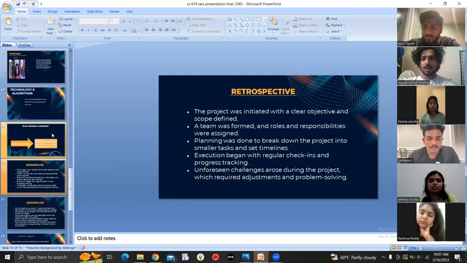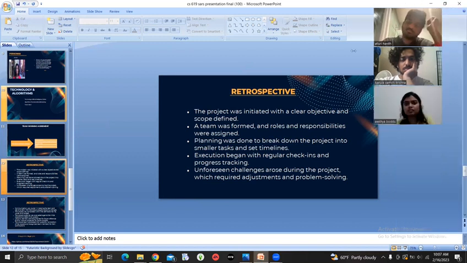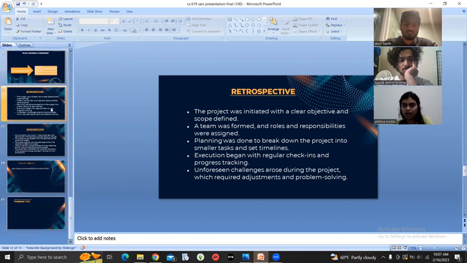Alekia will be discussing the retrospective view. Myself, Alekia, I'm the facilitator of this project, and I'm going to tell you about the retrospective. In the retrospective, the project is initiated with a clear objective and scope defined, the teams are formed, and the roles and responsibilities are assigned. Planning breaks down the project into smaller tasks and sets the timelines, and execution begins with regular check-ins and progress tracking.